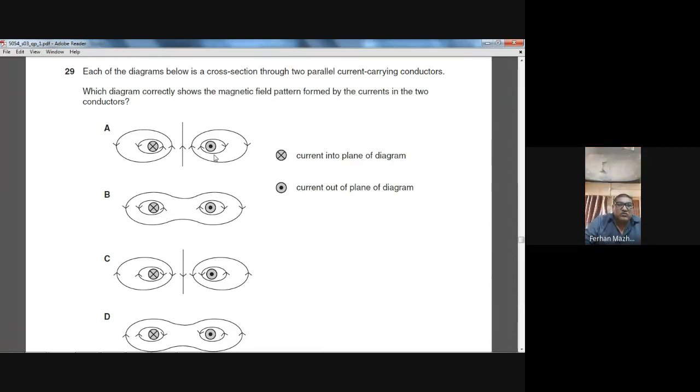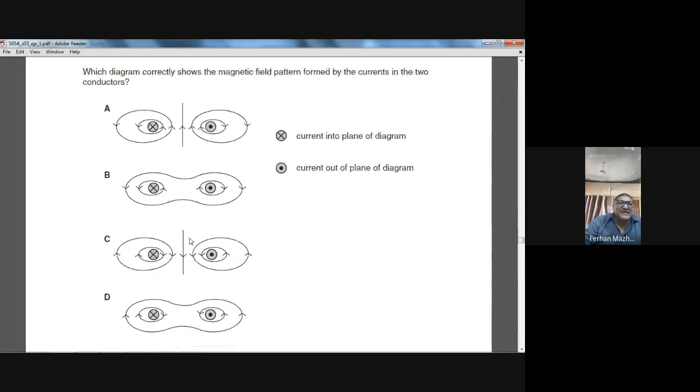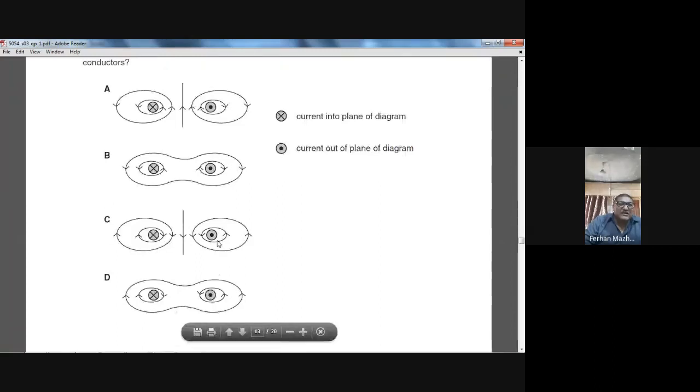So A cannot be the answer because they have shown clockwise. B cannot be the answer because they have shown clockwise here. C and D, the magnetic field shown around that dot is correct.